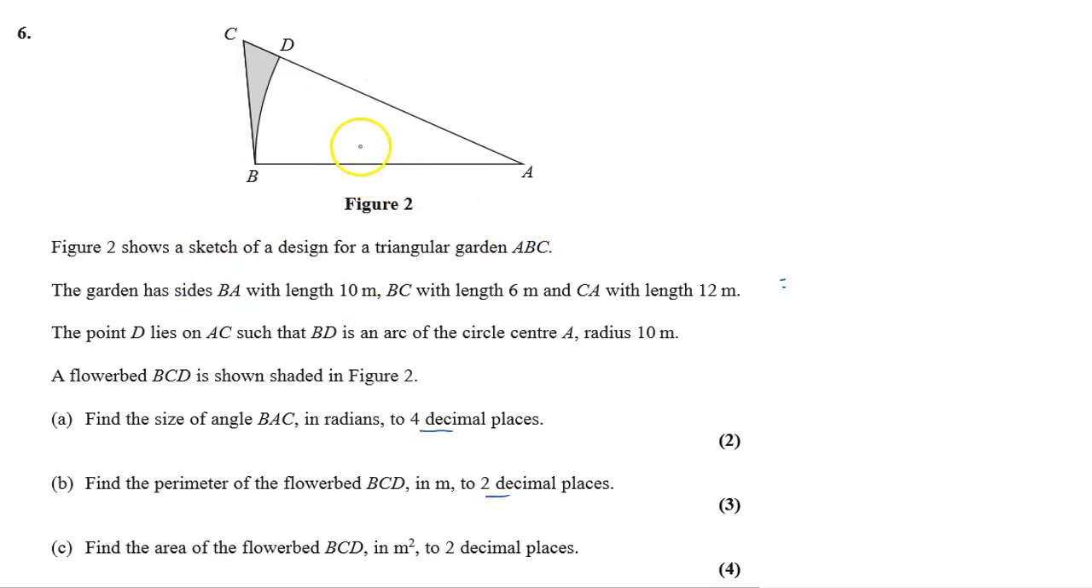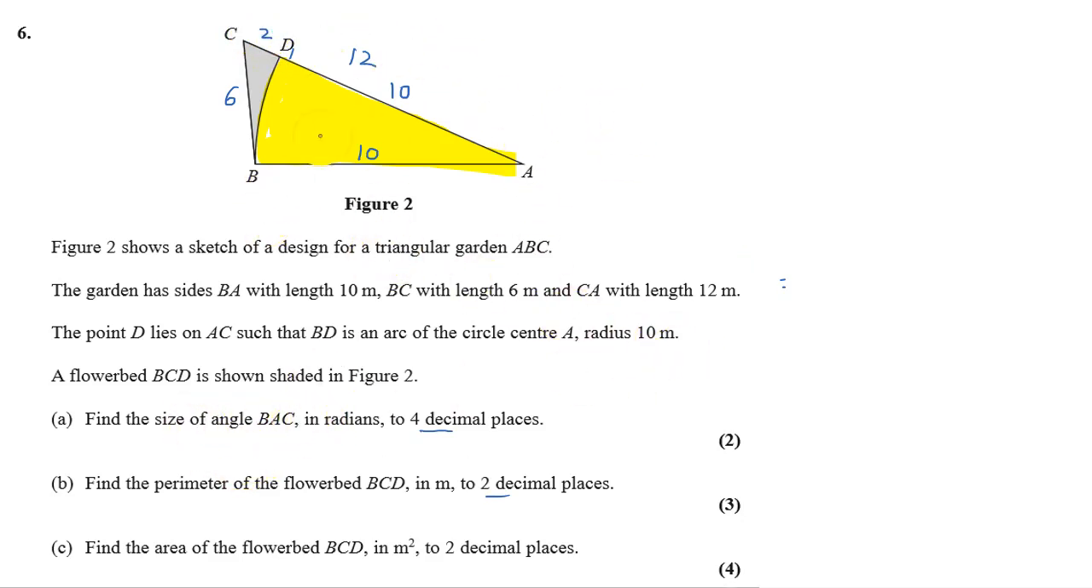The length AB is 10, BC is 6, CA is 12. D is a point that lies on AC such that BD is an arc of a circle with center A and radius 10. So this is the arc of a circle. If this is 10, this is also 10, so CD is going to be 2.